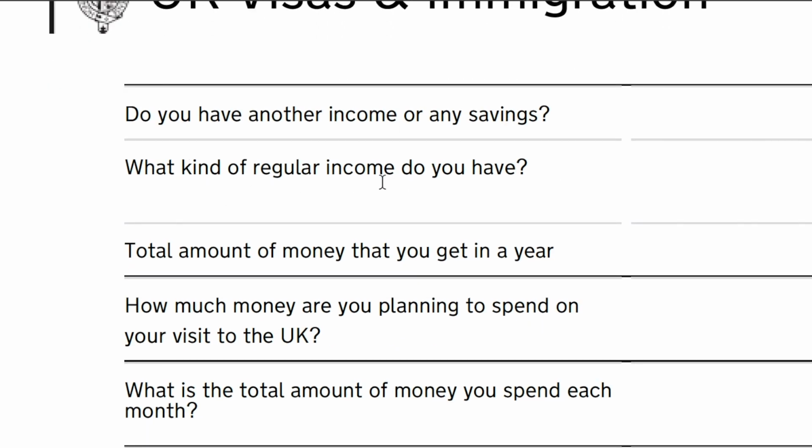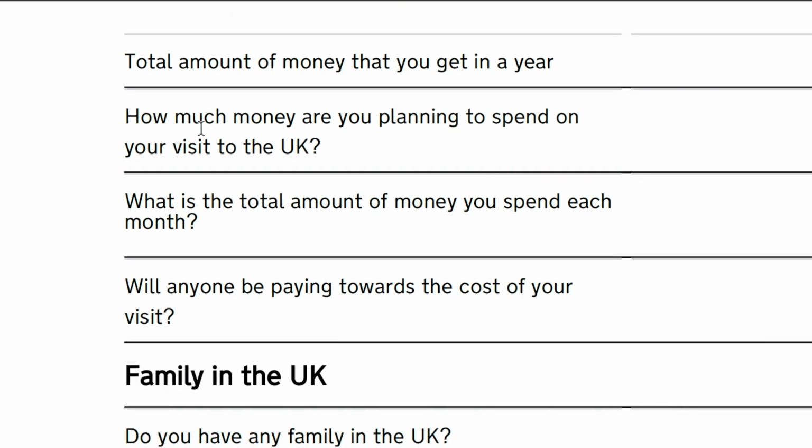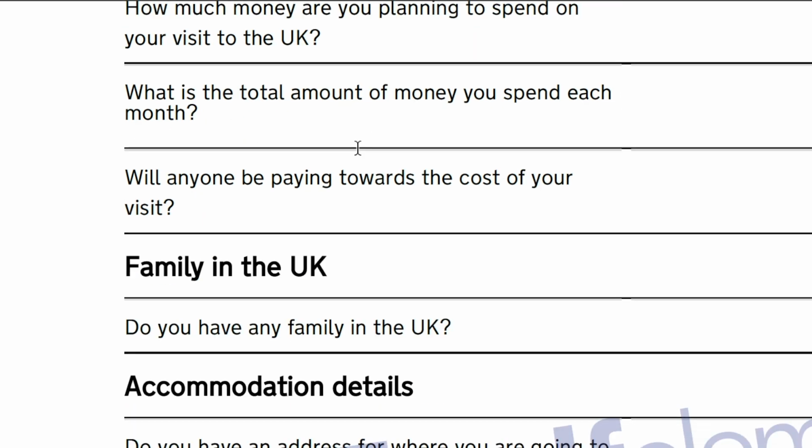Do you have another income or any savings? What kind of regular income do you have? Total amount of money that you get in a year. How much money are you planning to spend on your visit to the UK? What is the total amount of money you spend each month? Will anyone be paying towards the cost of your visit?